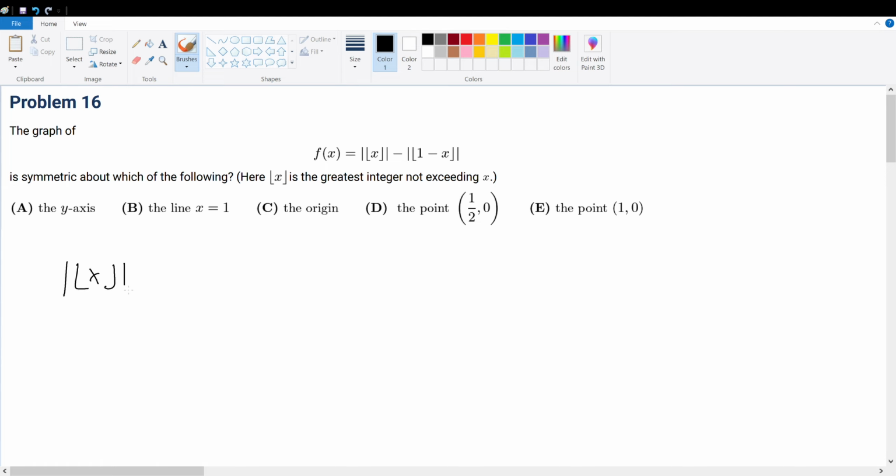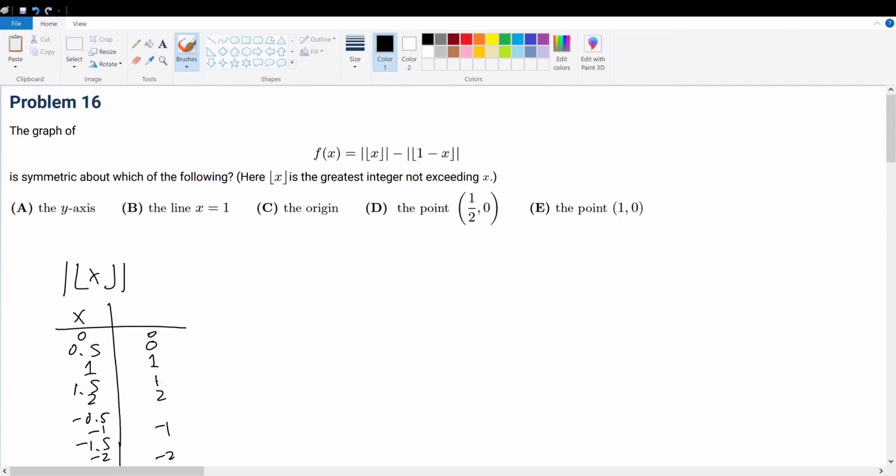What is this value? Well, let's give ourselves several outputs: 0, 0.5, 1, 1.5, 2, and we'll give some negatives: negative 0.5, negative 1, negative 1.5, negative 2. For 0, that's obviously 0, this is obviously 1, and this is obviously 2. Negative 1 is obviously negative 1, and that's obviously negative 2. Well, we have to round down basically, so that's 0, and that's also equal to 1.